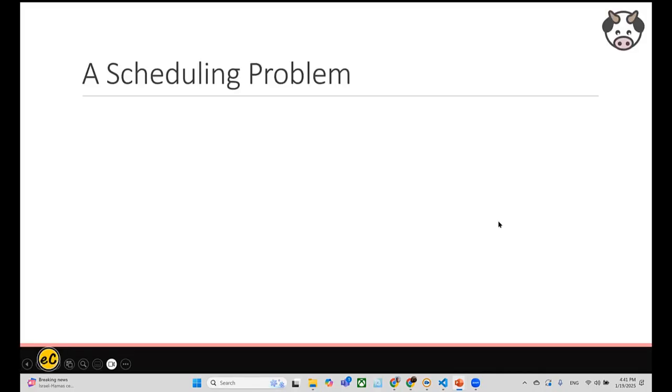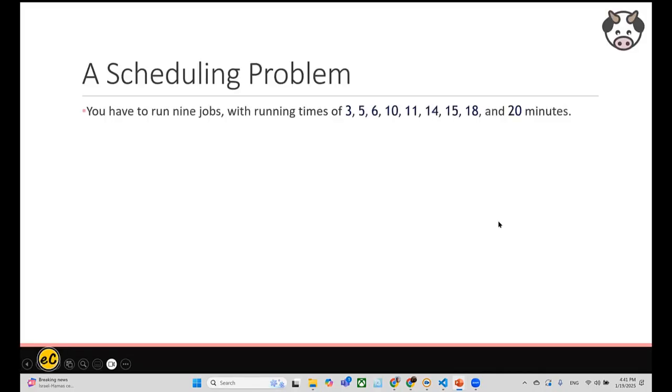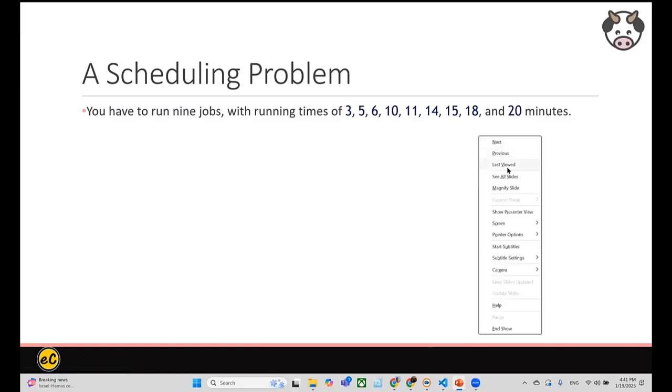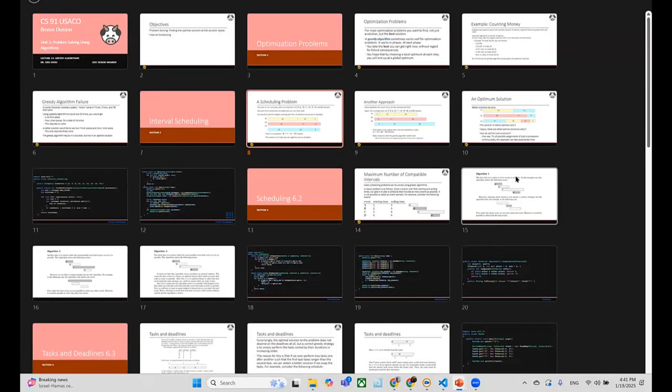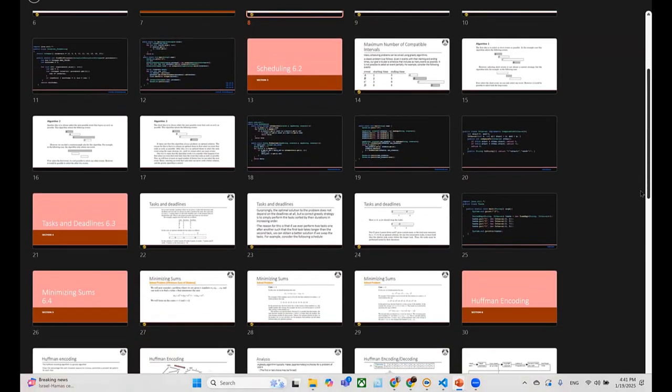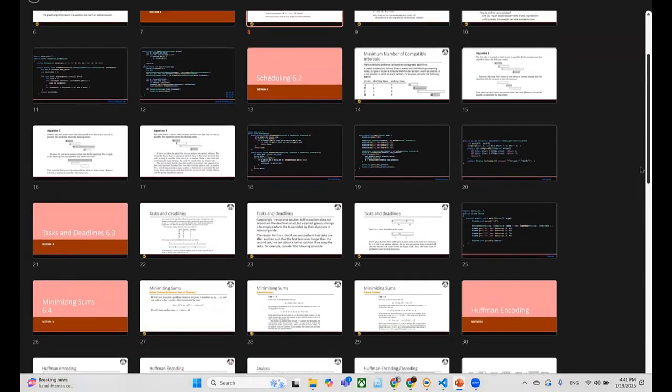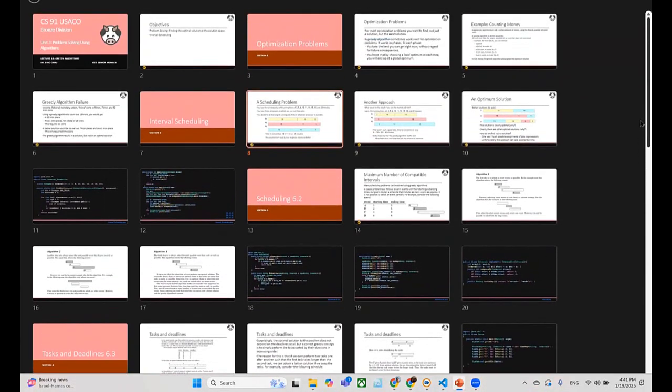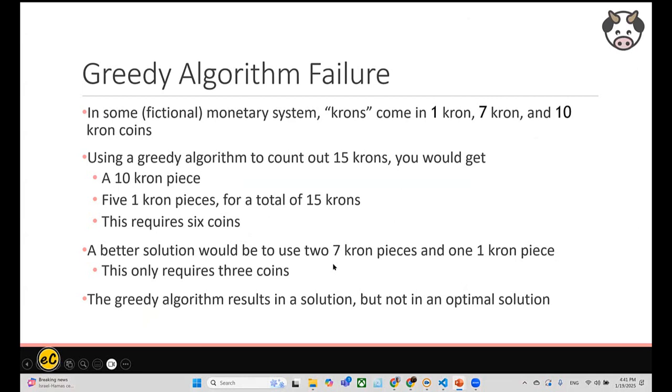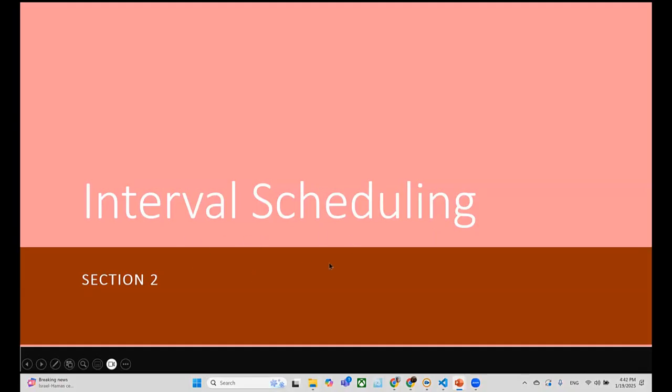So, the interval scheduling problem, let me set a limit, okay? There are quite many examples. I don't think I can finish today, so let's stop right here. We talked about the greedy algorithm up to the value of the greedy algorithm. Next week, let's get started from interval scheduling, okay? Is that okay?